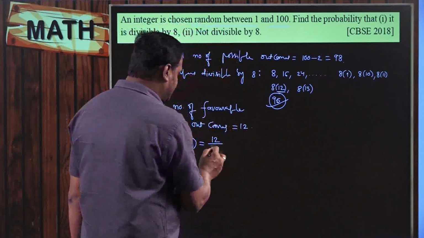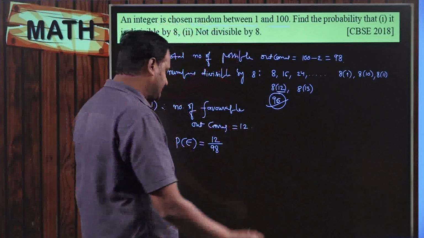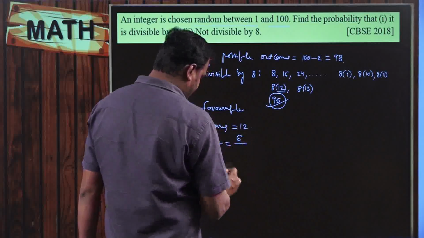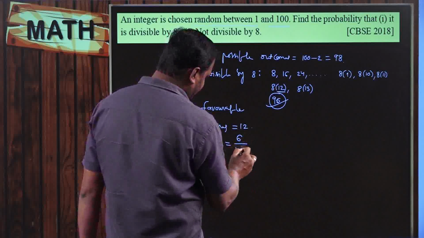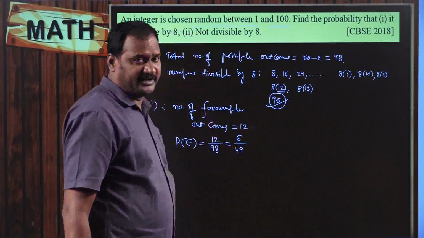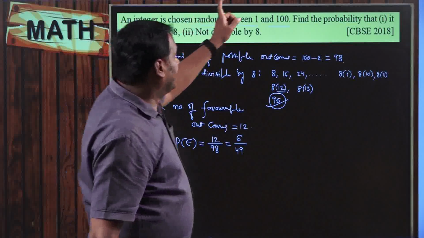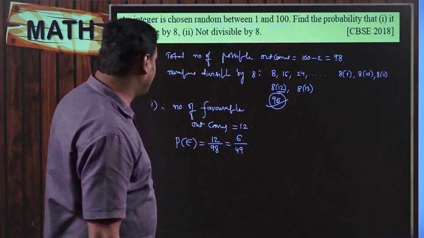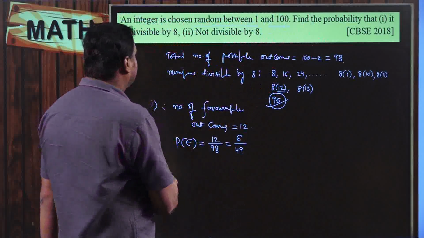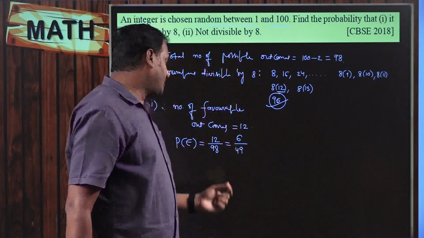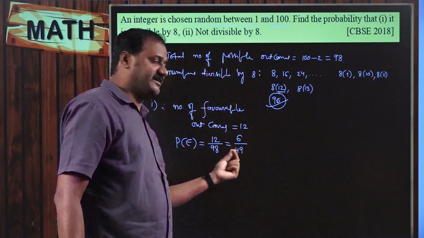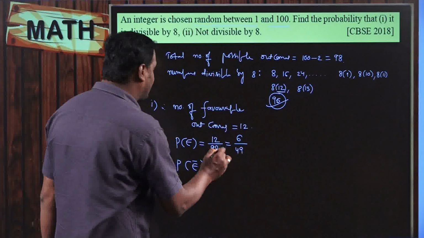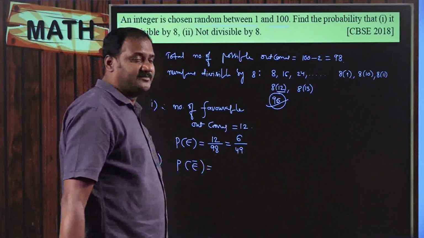Therefore the probability of getting an event is equal to the number of favorable outcomes, 12, divided by the total number of outcomes, 98. When you simplify this, 2 sixes are 12, 2 fours are 8... 2 forty-nines are 98. So 6 divided by 49 is the probability that it will be divisible by 8. And what is the second one here? The second one given is not divisible by 8. The probability of a number divisible by 8 is 6 by 49. Then the probability of a number which is not divisible by 8 is its complementary event. So how do you find its complementary event?